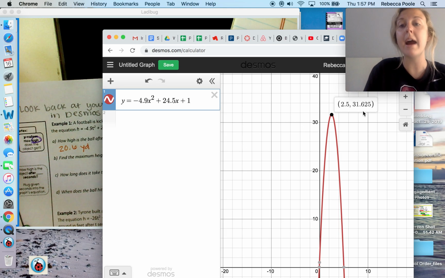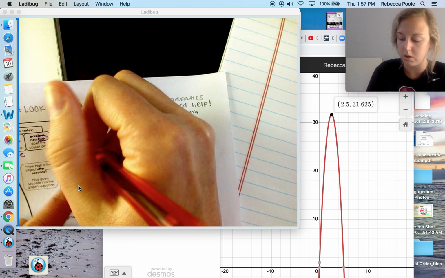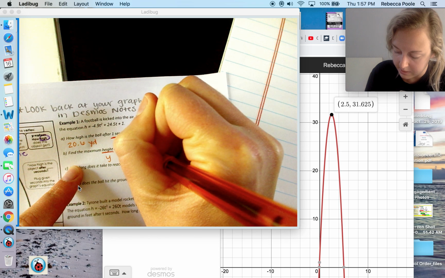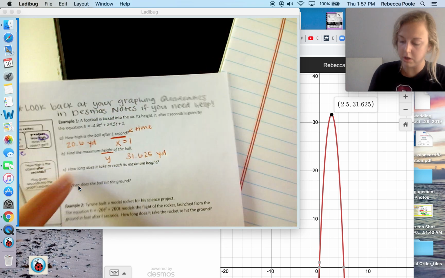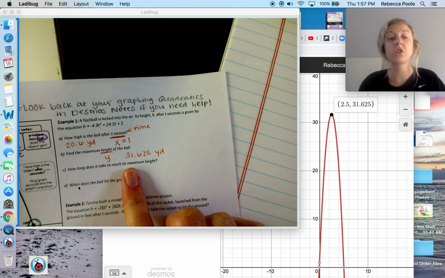So the maximum height is 31.625, and we'll say yards. Height means y value, 31.625 yards. All right, how long does it take to reach its maximum height?